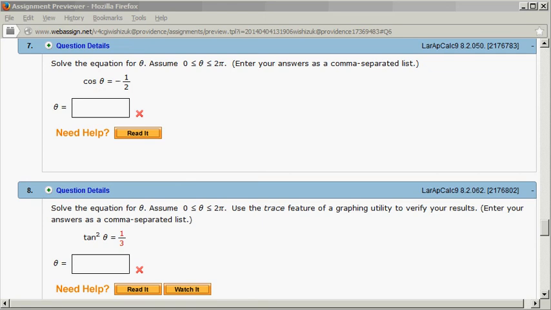All right, let's look at homework 8.2, problem number 7. We want to solve this equation: cosine of theta is equal to -1/2 for theta, and theta has to be between 0 and 2 pi.